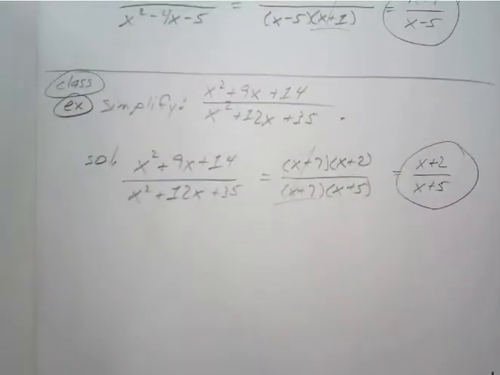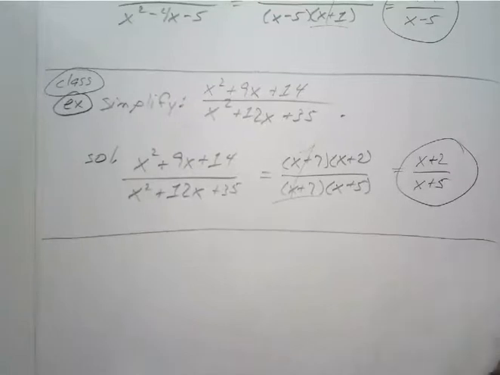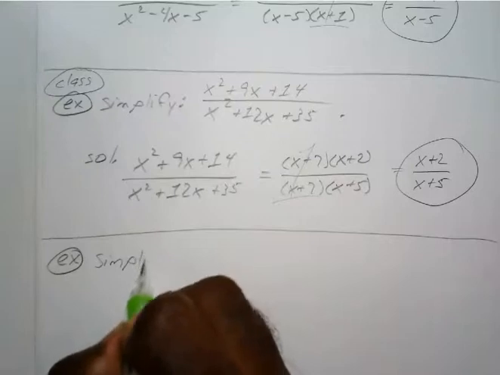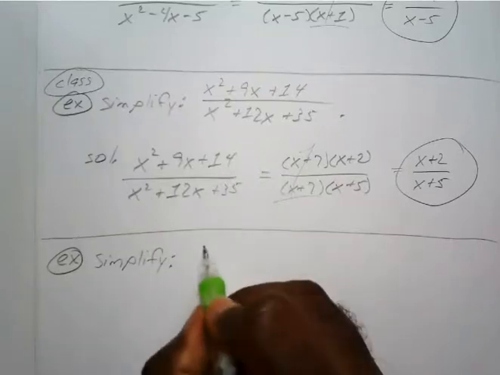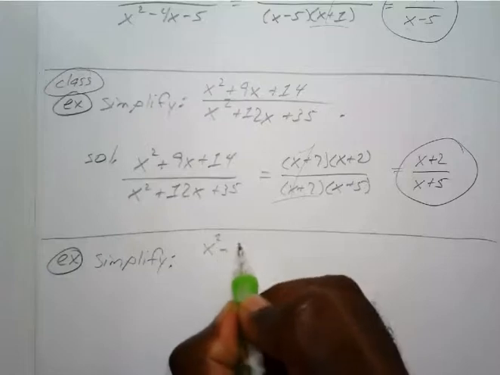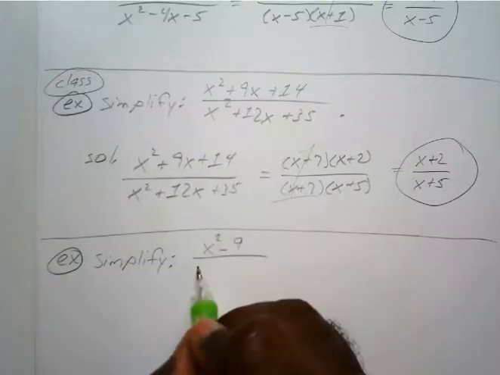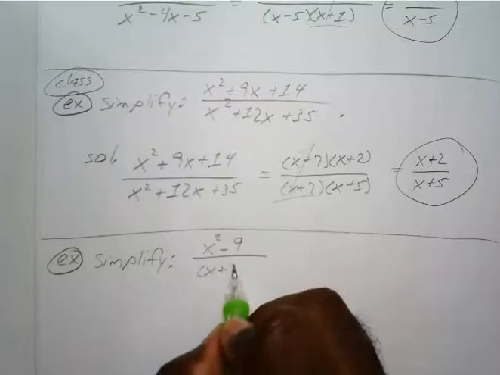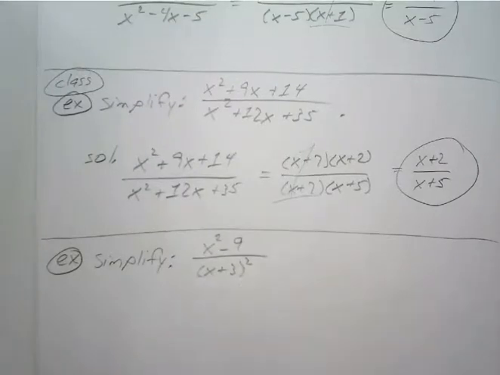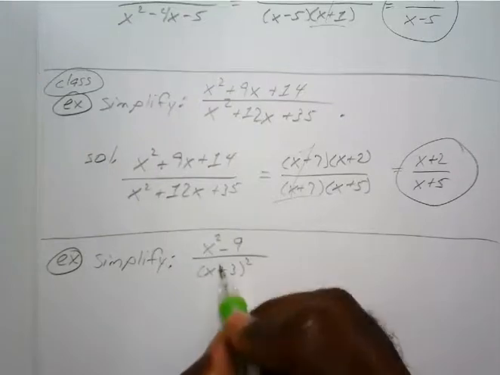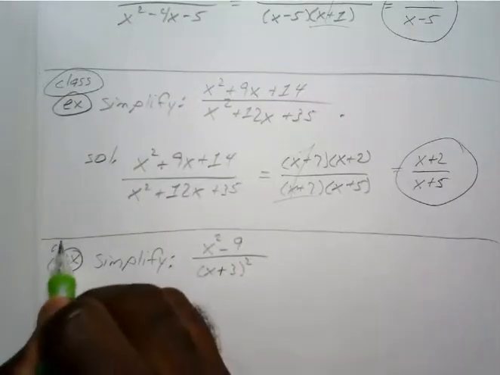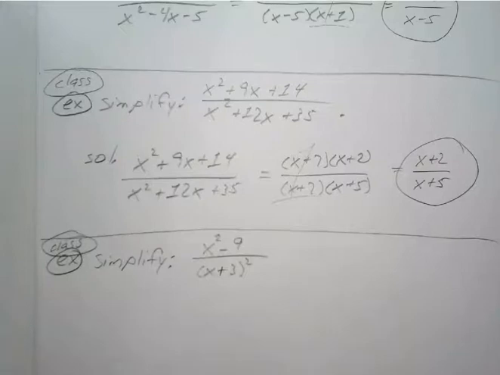All right, so let's try one more of these. What if we wanted to simplify x squared minus 9 over x plus 3 squared? All right, and I want you to give that one a shot. Okay, so go ahead and press pause and give that one a try. Oh, quick hint. This is a difference of squares.